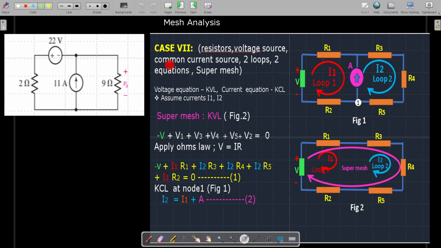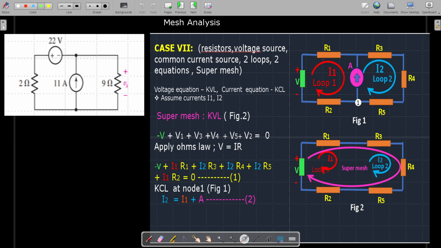Before solving this problem, I would like to explain this case on how to solve this problem. This is a generalized template, so I'll explain this so that you will get a clear understanding and then easily you can solve that problem. In this problem, we have one voltage source and five resistors, two loops and one common current source. That is important. If you have a common current source, you need to form two loops with currents I1 and I2, as well as a super mesh like this.